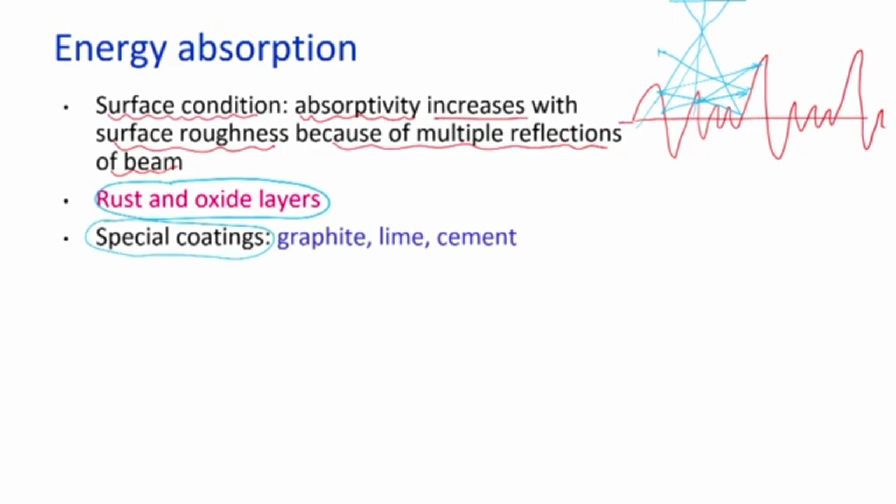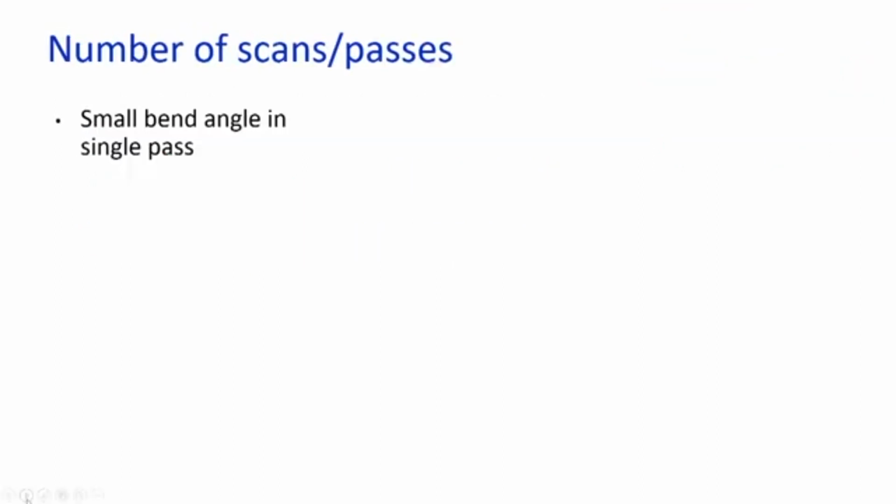When we are dealing with reflective surfaces, we have to increase their absorptivity. In these cases, we deliberately apply certain materials, such as graphite, lime or cement. So, we can have a spray of graphite or cement over the surface, and these coatings will certainly improve the absorptivity. The next parameter is the number of scans or passes.